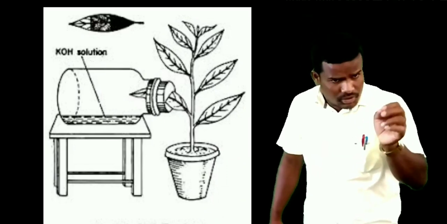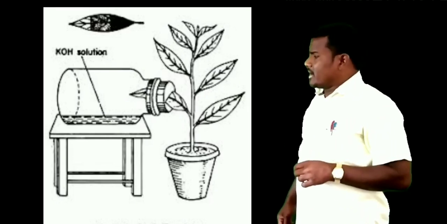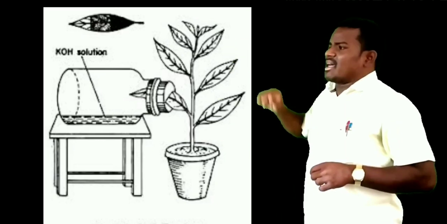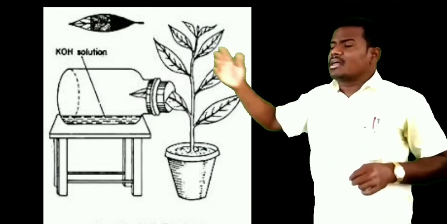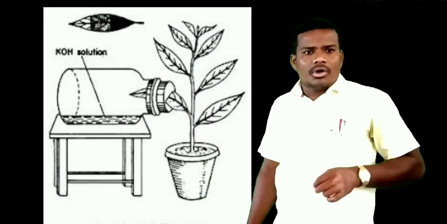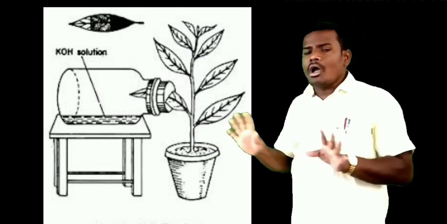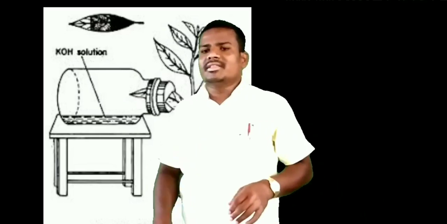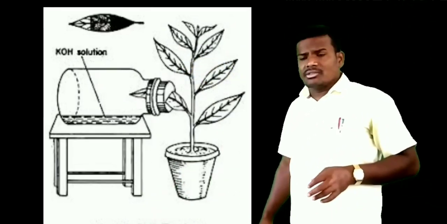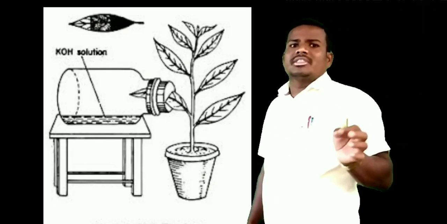When we add the solution to it, in a few minutes we observe that the portion which lies inside the bottle is colorless, but the portion which lies outside the bottle turns blue-black. Why? The portion inside the bottle is colorless because there is no carbon dioxide. So without carbon dioxide there is no photosynthesis in plants. That is why carbon dioxide is an essential required factor for photosynthesis.